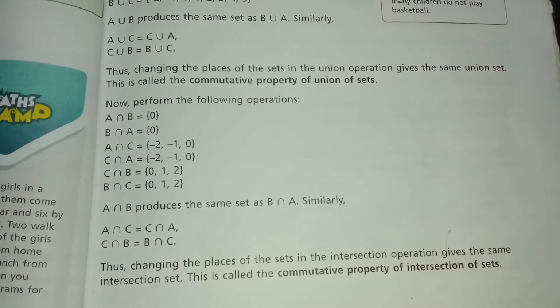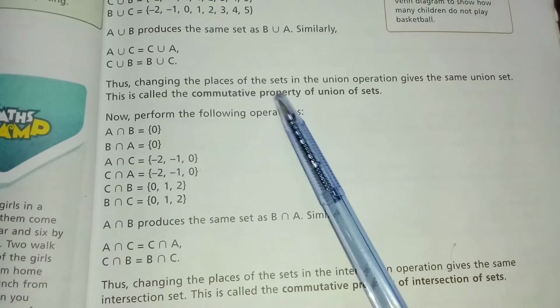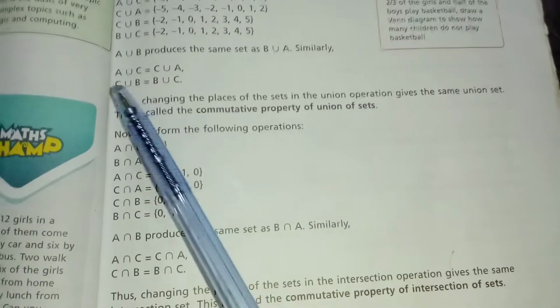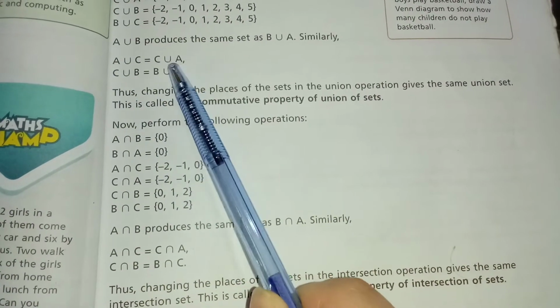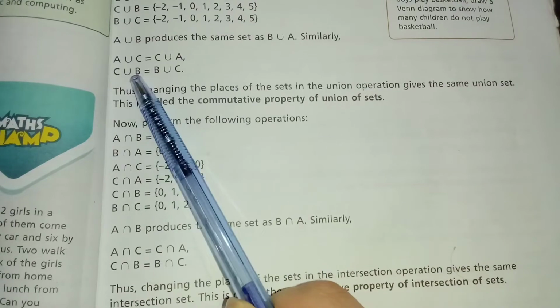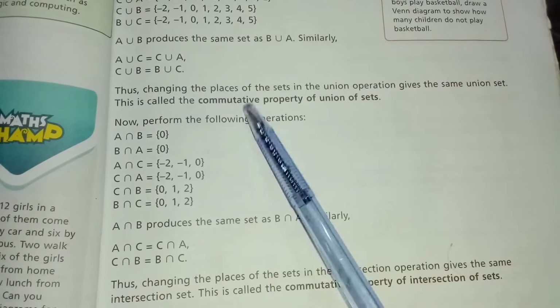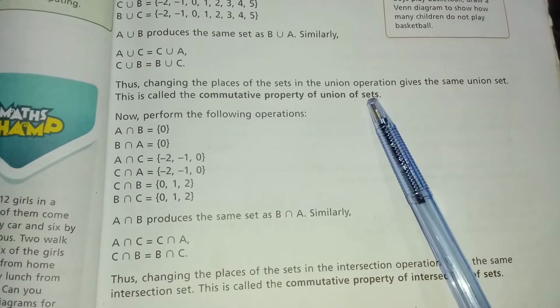Now we have to discuss some properties of sets. First of all is the commutative property of union of sets. A union C equals C union A, C union B is equal to B union C. So it is the commutative property of union of sets.